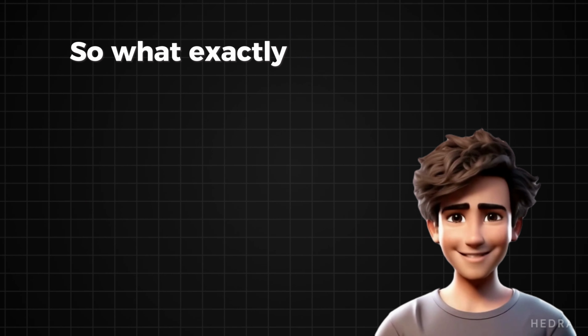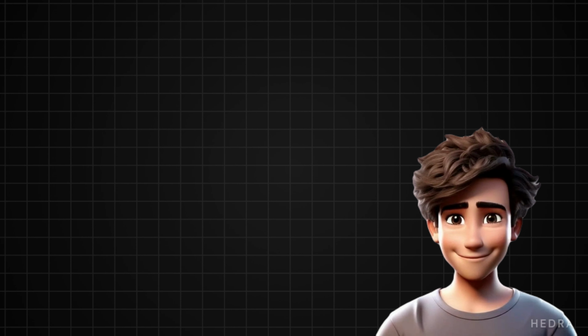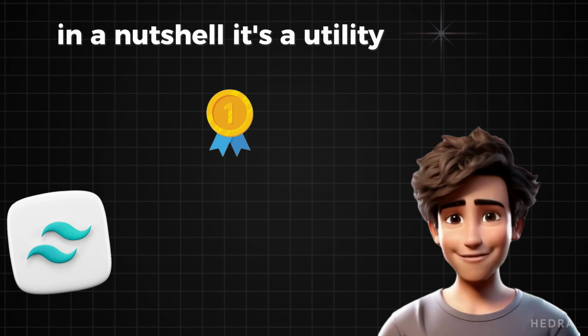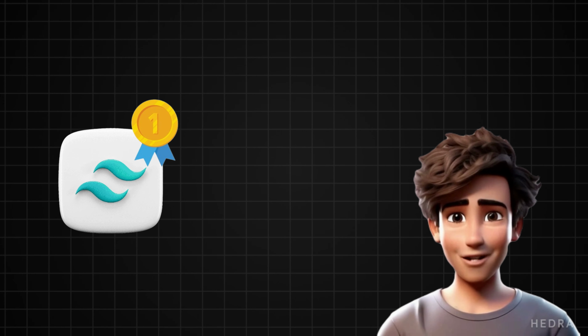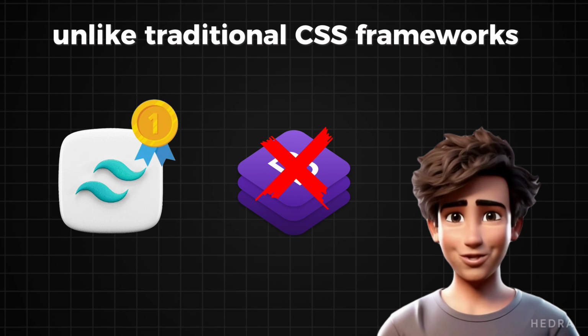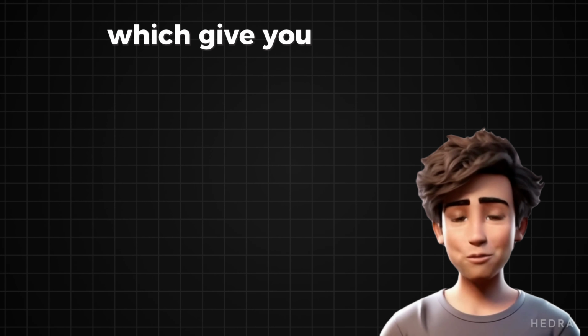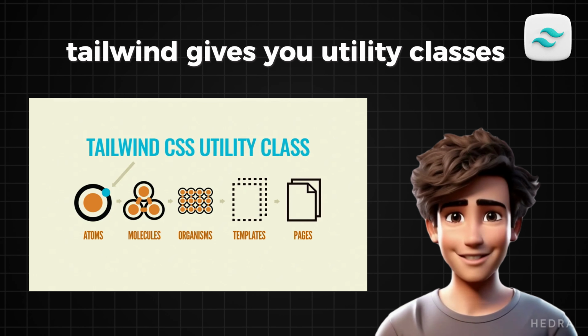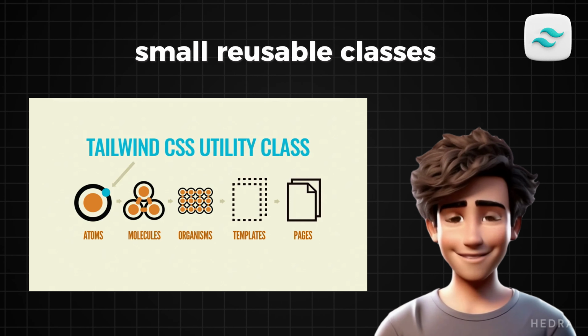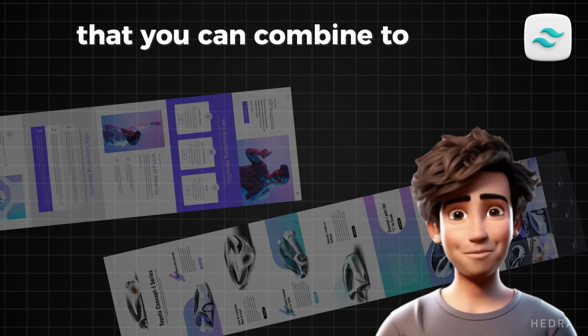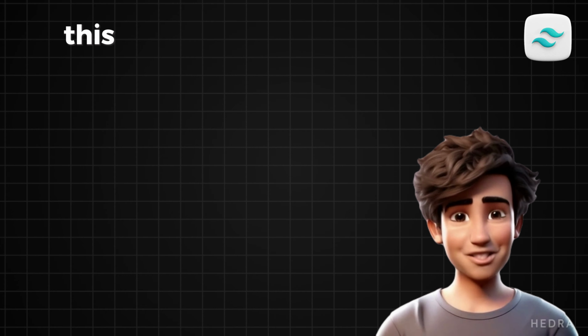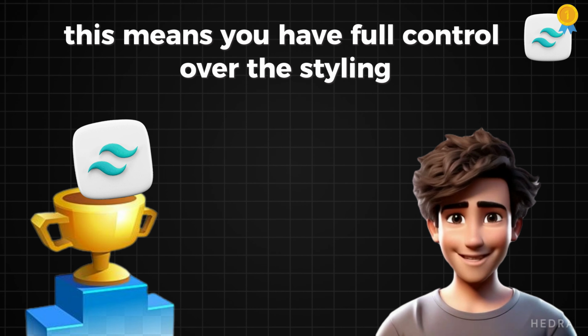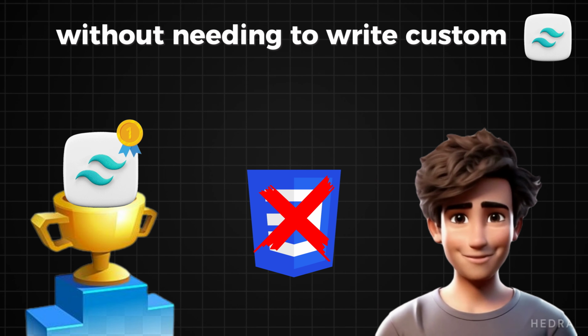So, what exactly is Tailwind CSS? In a nutshell, it's a utility-first CSS framework. Unlike traditional CSS frameworks like Bootstrap, which give you pre-styled components, Tailwind gives you utility classes, small, reusable classes that you can combine to build your designs. This means you have full control over the styling without needing to write custom CSS.